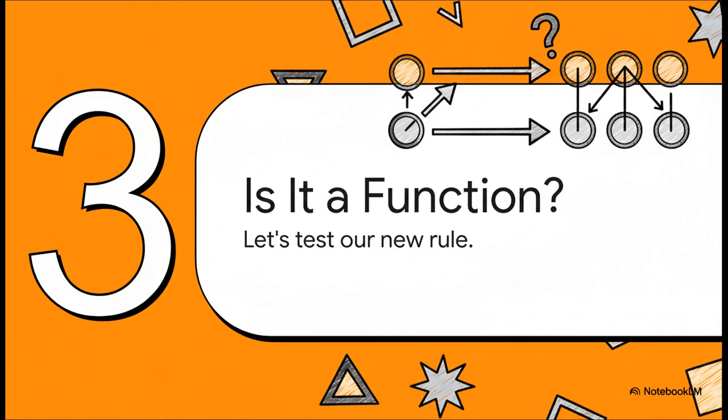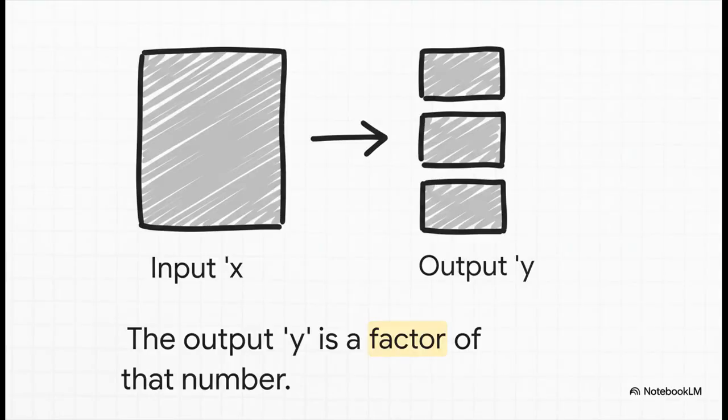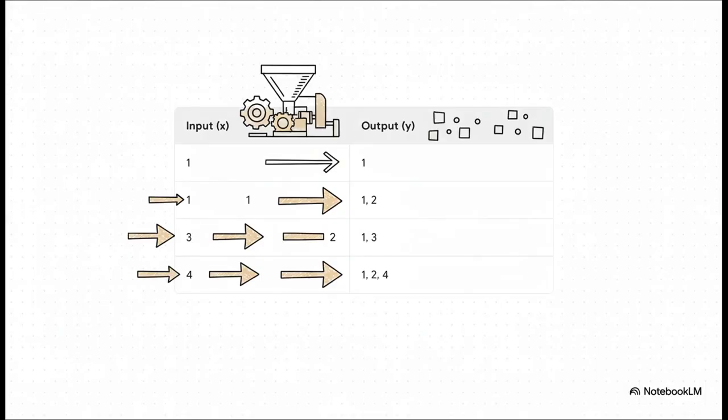You know, sometimes the best way to understand what something is, is to look at what it isn't. So let's put our new one output rule to the test with a different example and see what happens. Okay, let's try a brand new rule. This time, our input X is just a number, and our output Y is going to be a factor of that number. Now remember, a factor is just a number that divides into another one perfectly, with no remainder. Like 2 is a factor of 8. Okay, now check out this table. If our input is the number 1, well, the only factor of 1 is 1. So far, so good. One input, one output.